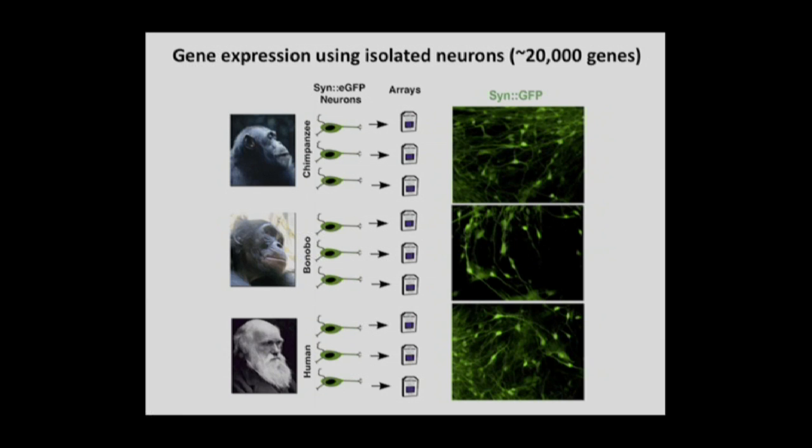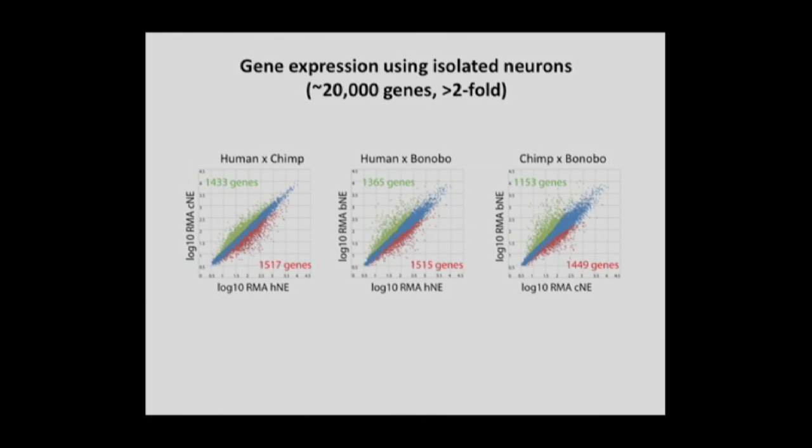and we can compare the gene expression from these 3 species. Because there are so many genes, here are just plots of genes comparing humans against chimps, humans against bonobos, and chimps against bonobos. And as you can see, there are some genes that are overexpressed in human neurons compared to chimp neurons, and some other genes that are highly expressed in chimp neurons compared to human neurons.